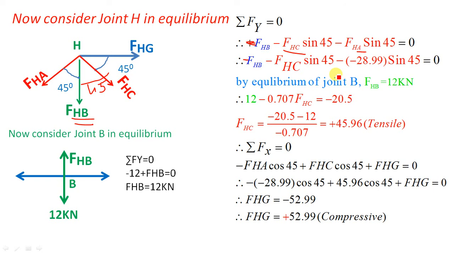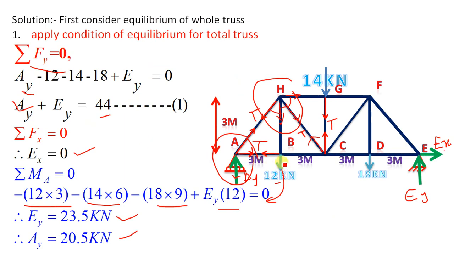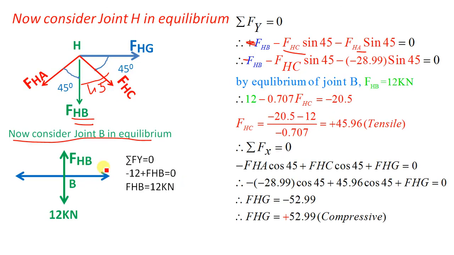If we use the summation of F of X equation, in that case also HB is not known, HC is not known to us, HA is also not known to us. So for that, now consider the equilibrium of joint B. This one is the joint B. There are 4 forces in joint B. This is 12 kilonewton in downward direction. So force in HB is 12 kilonewton in upward direction. It is very easy to understand.